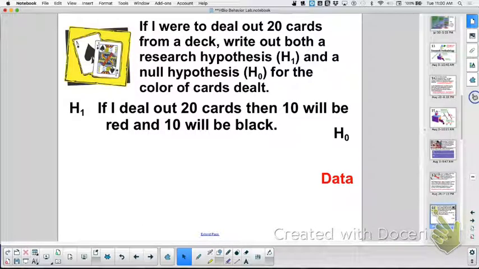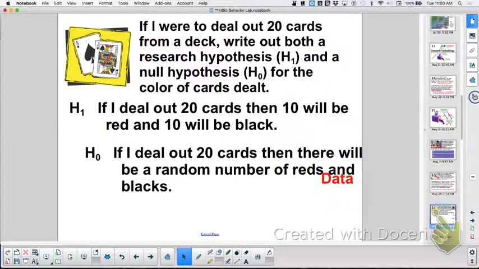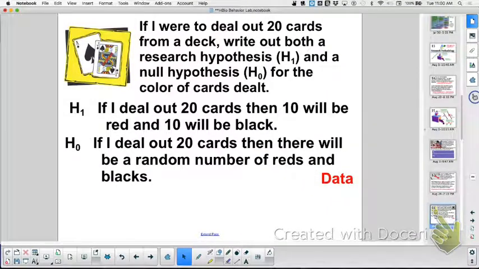A null hypothesis would be, if I deal out 20 cards, there will be a random number of reds and blacks. I can't attribute it to one or the other. The null hypothesis says color doesn't have any factor to it. There's no connection between having 20 cards and how many turn out red or black. Either way, we do the same experiment.